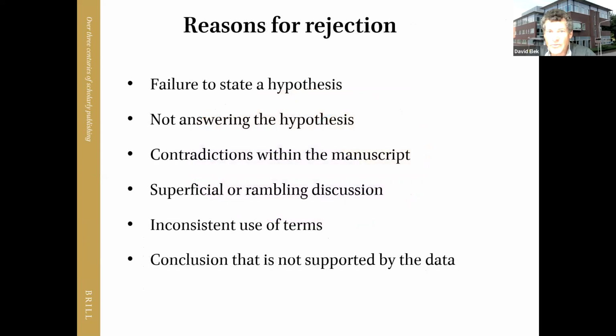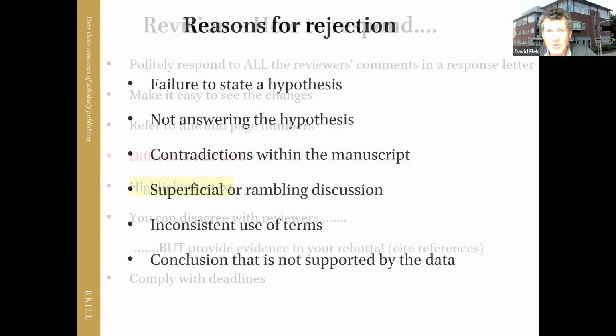Reasons for rejection: we've already mentioned reasons why articles are rejected, but reasons specifically related to peer review rejection are failure to state a hypothesis, not answering the hypothesis, contradictions within your manuscript, a rambling discussion, inconsistent use of terms, and a conclusion that's not supported by the data. Just some of the reasons for rejection.